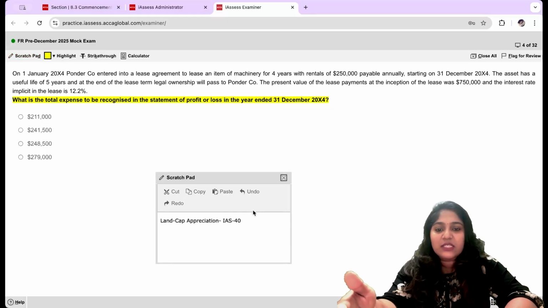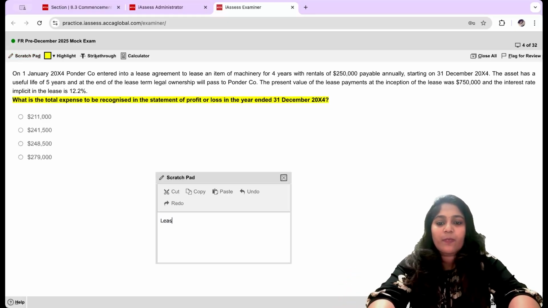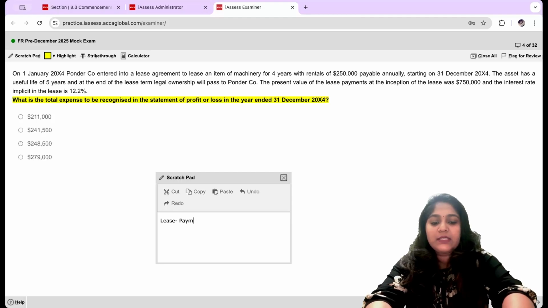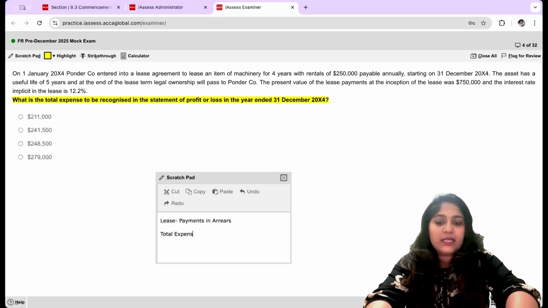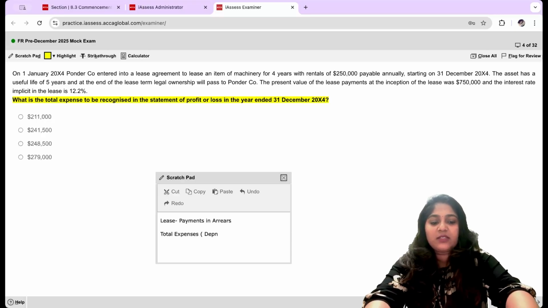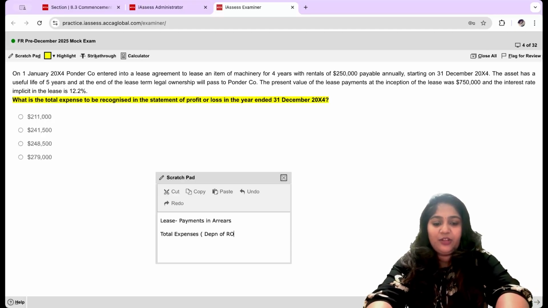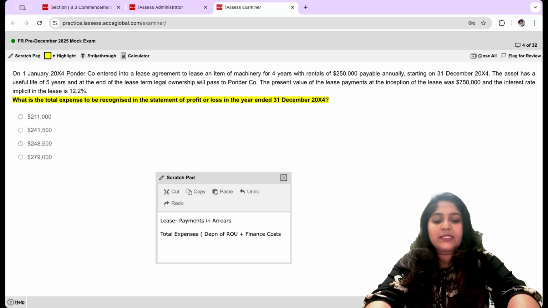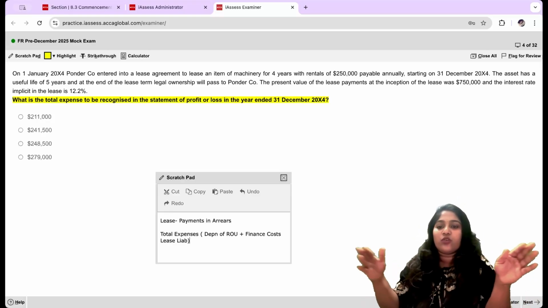As far as I know, this lease is about payments in arrears. So the question is about the total expense. If you have ever seen my classes, guys, for total expenses in leases I always say only one thing: depreciation of right of use asset plus finance cost on lease liability. These are the two things together. We have to treat it as total expenses.